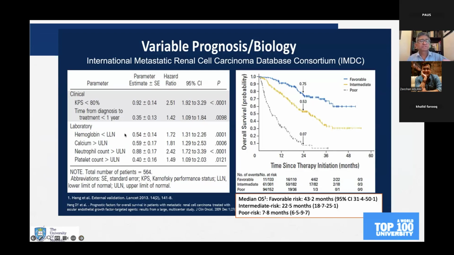So I just want to mention that these are some of the parameters on which you can look at the prognosis and the biology of the tumor itself and plan your treatment accordingly. So Heng's criteria, IMDC, which is the International Metastatic Renal Cell Carcinoma Database Consortium, all that tells you that if it's a favorable prognosis, intermediate prognosis, or poor prognosis, the outcome is very different. So in a favorable 43.2 months, intermediate 22.5 months, and poor is 7.8 months median survival.